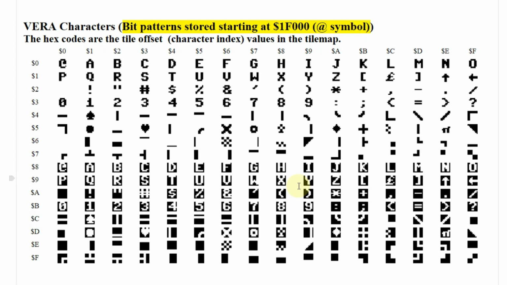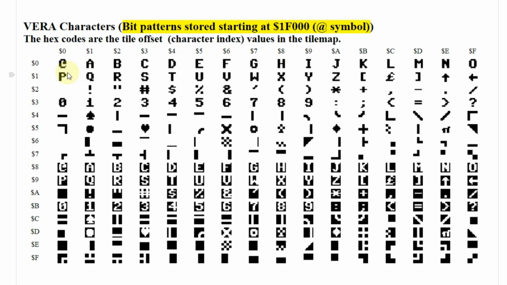But before we do that, let's take a look at these character patterns and see exactly how they get stored in memory. First, let's take a look at this note at the top here that says bit patterns stored starting at 1F000, which is what I just pointed out on the other slide as well. And here again it has that note that says @symbol. And so you can see here the very first character in this grouping of tile patterns is in fact the @symbol.